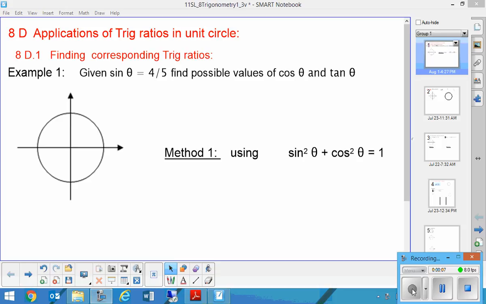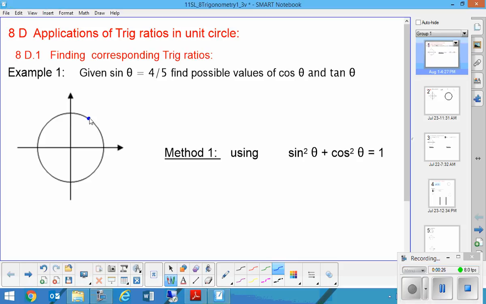Today I want to go through 8D, which is looking at the trig ratios and the unit circle and seeing how they connect together and how we can look at any sort of trig ratio in any part of the unit circle. Remember on the unit circle that any point around it, so point P, has coordinates cos theta, sin theta, depending on the angle.